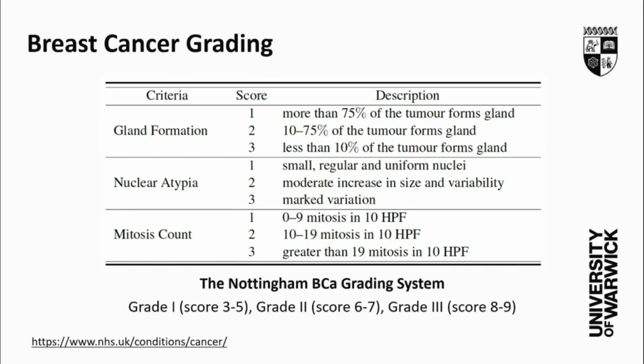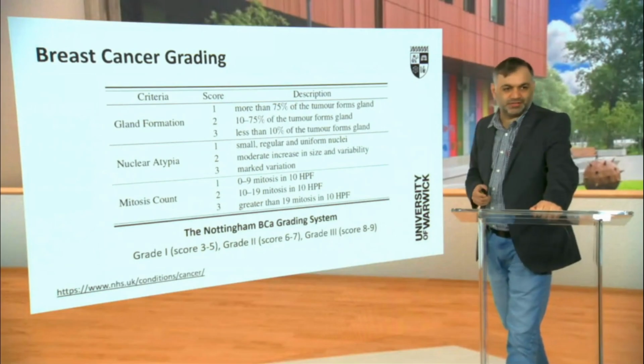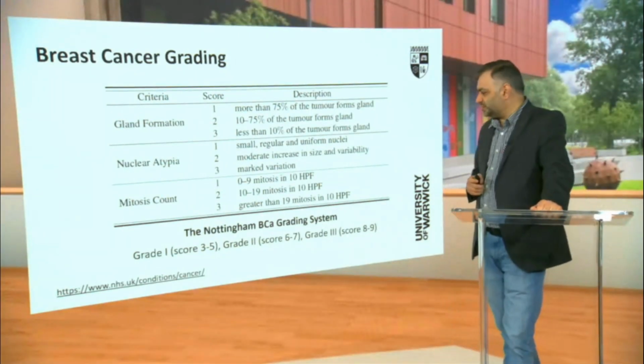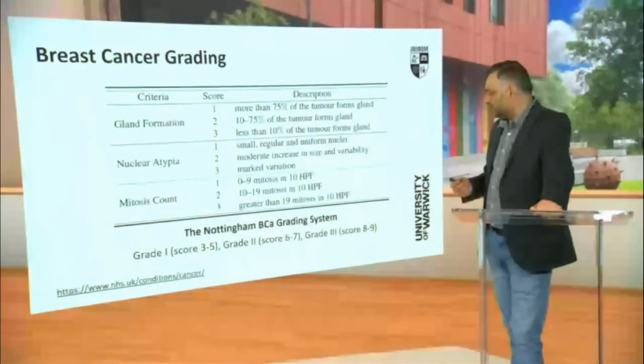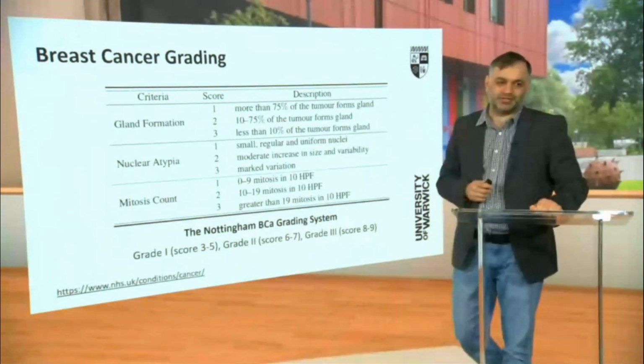So if the pathologist counts 0 to 9 mitosis in 10 high power fields, then it's scored as 1. If it is between 10 to 19, then it's scored as 2. Otherwise, if it is greater than 19 mitosis, then they score it as 3.